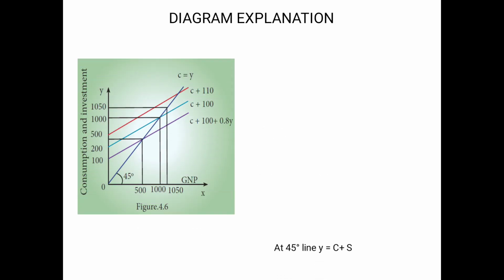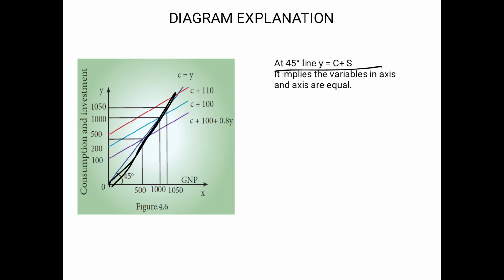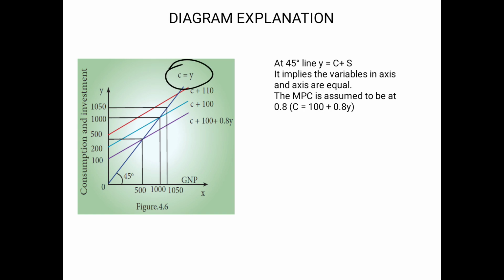Now the diagram explanation. Can you see this line at a 45 degree angle? This is supposed to be C is equal to S. What does it imply? This implies that the axes are equal to each other at this 45 degree line. So MPC is assumed to be 0.8, where C is equal to 100 plus 0.8y. So what is happening to the aggregate demand? The aggregate demand is denoted by C plus I.